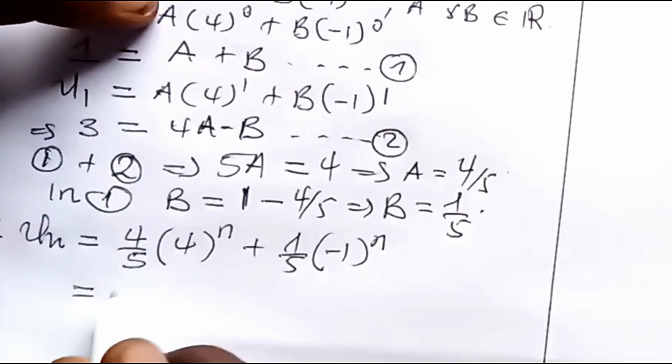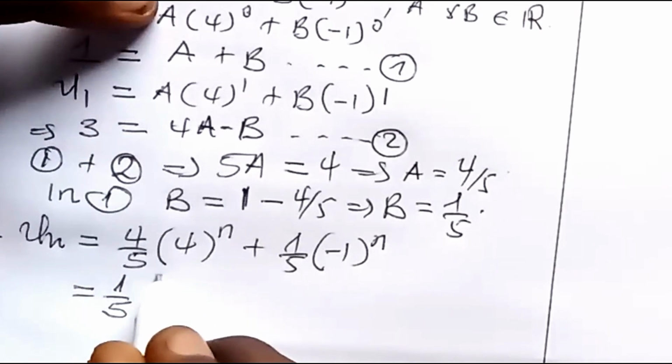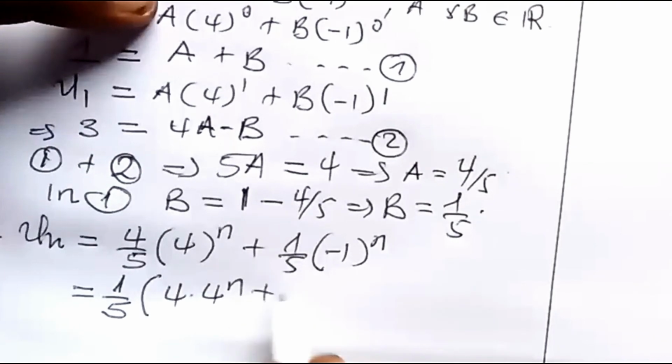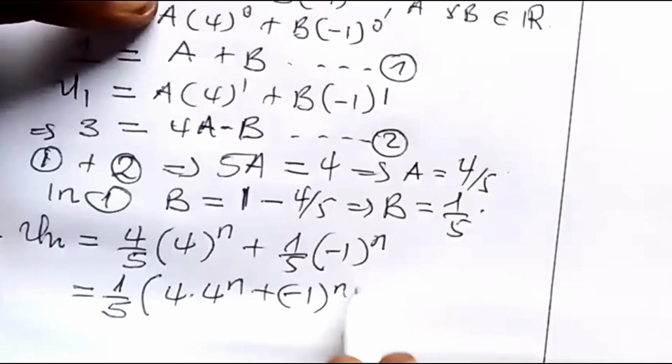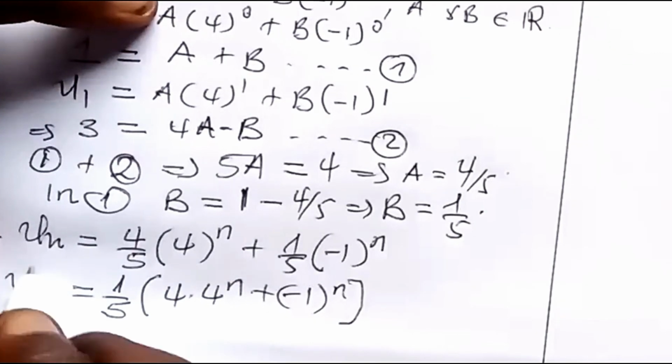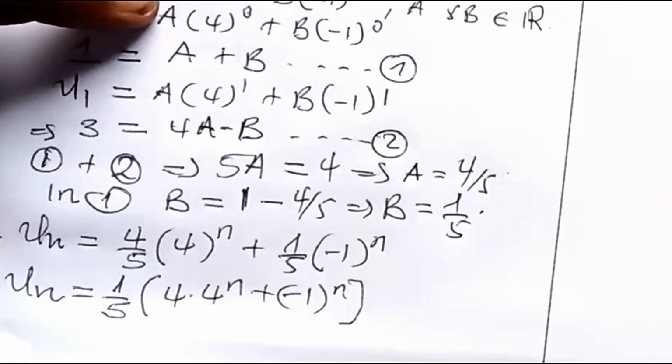And we can factorize 1 over 5 to have 1 over 5 into 4 times 4 to the n plus negative 1 to the n, which gives again the solution of un as we had in the other method.